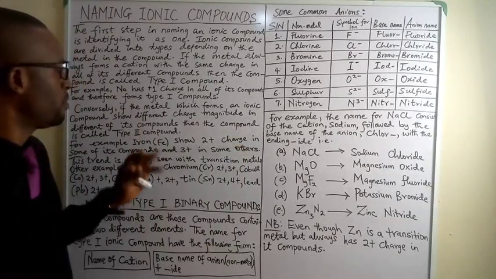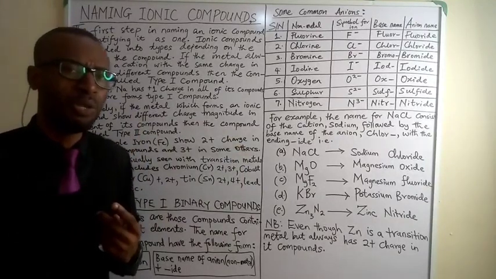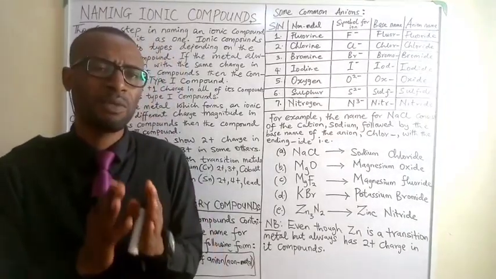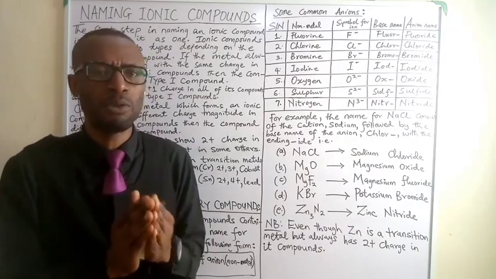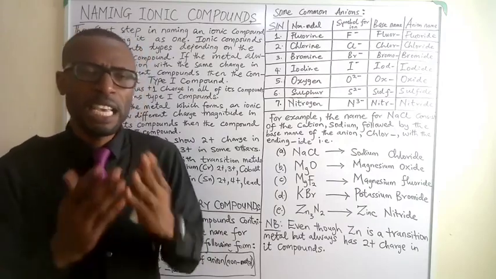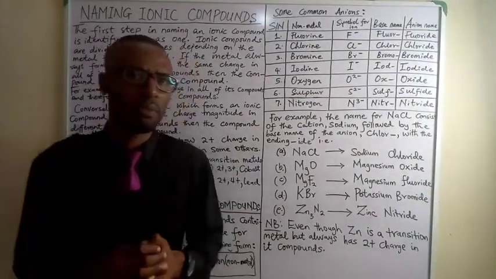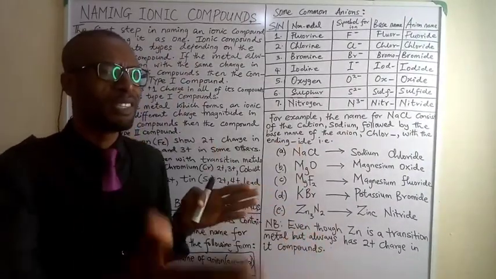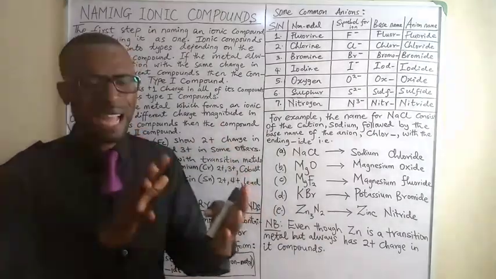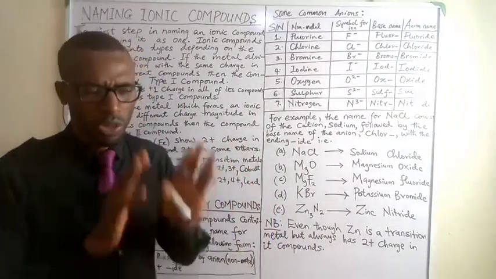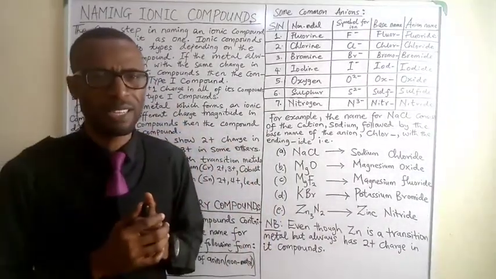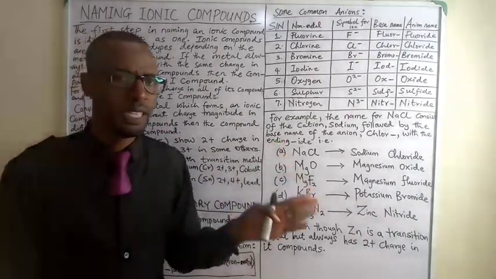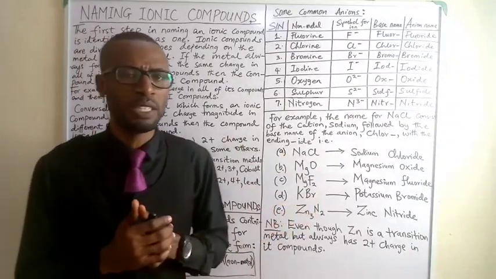Okay, then type 2 ionic compounds are those compounds that are made from a special class of metals or elements known as the transition metals. If you take a tour back to the periodic table, you discover that between the group 2 and group 13 elements, at the core, the heart, the center of the periodic table, you have this special class of elements known as transition metals, which are found from group 3 down to group 12 of the periodic table.